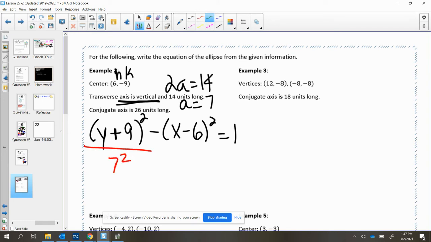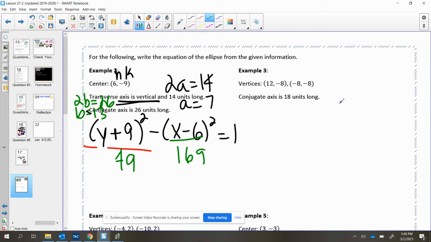And then we have, for B, since that was our conjugate axis, the length is going to be double the B value because we just want from the center to a point on that conjugate axis. So 2B is 26, which means B is just 13. So 13 squared. So again, always simplify. So we would have the 7 squared is 49. And then the 13 squared was 169. There we go. That's our final answer.